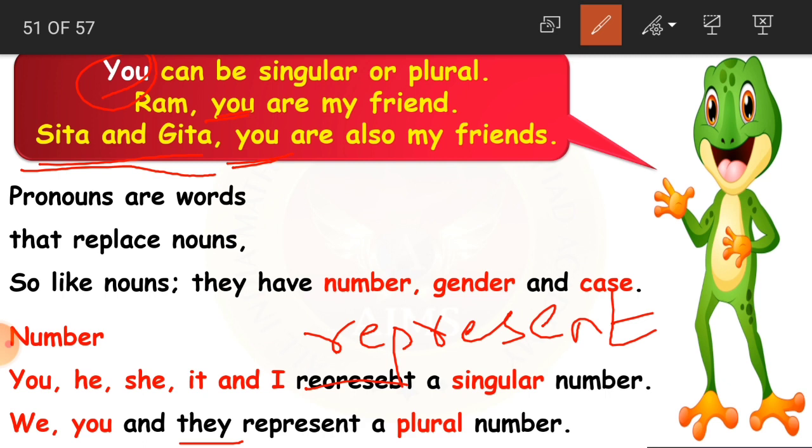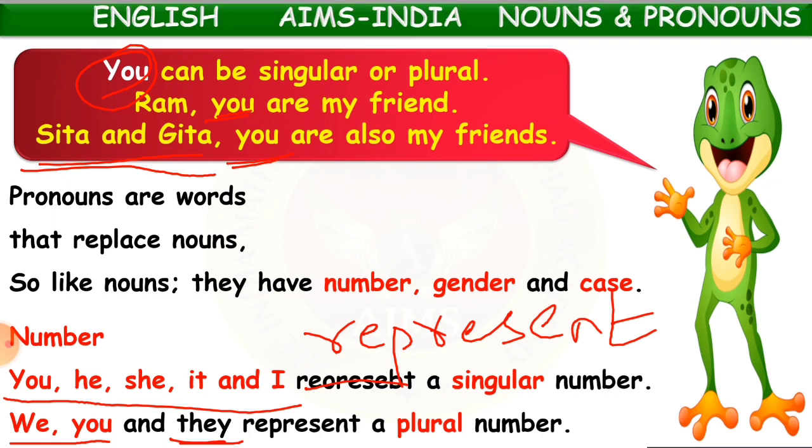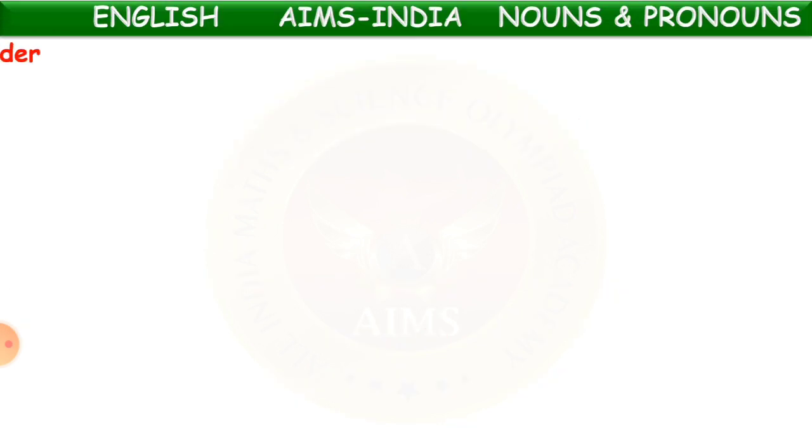So when we want to address a singular noun as a pronoun, we have to use you, he, she, it and I. Whereas for a plural number, we have to use we, you and they. Clear, children? Yes. So now let us see what the gender is.